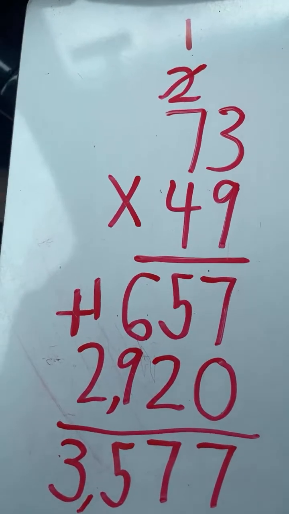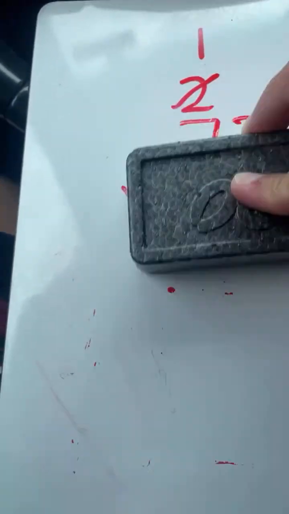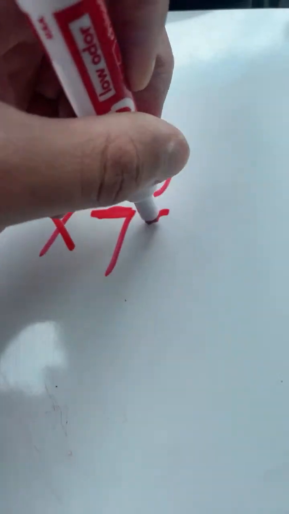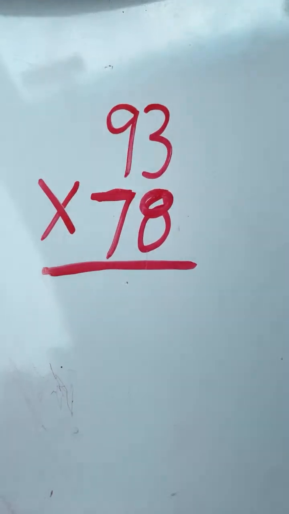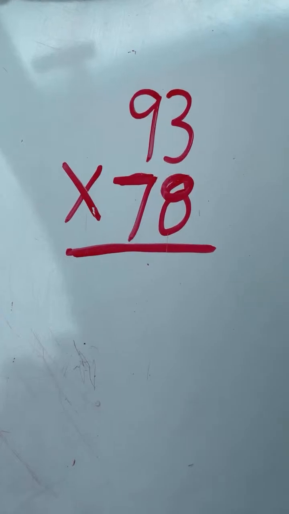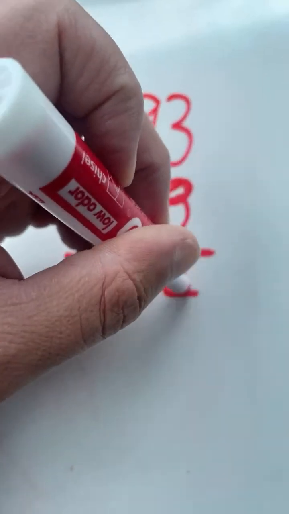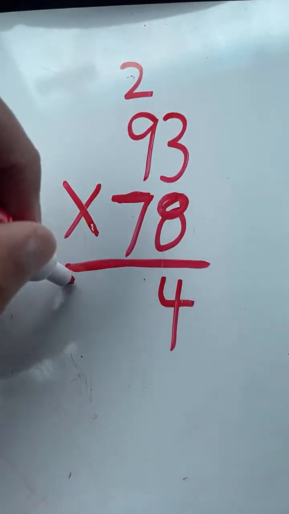We're going to do one more example, and then we'll call it a video. All right, 93 times 78. 3 times 8 equals 24. 4, carry the 2. 9 times 8 equals 72, plus 2 equals 74.